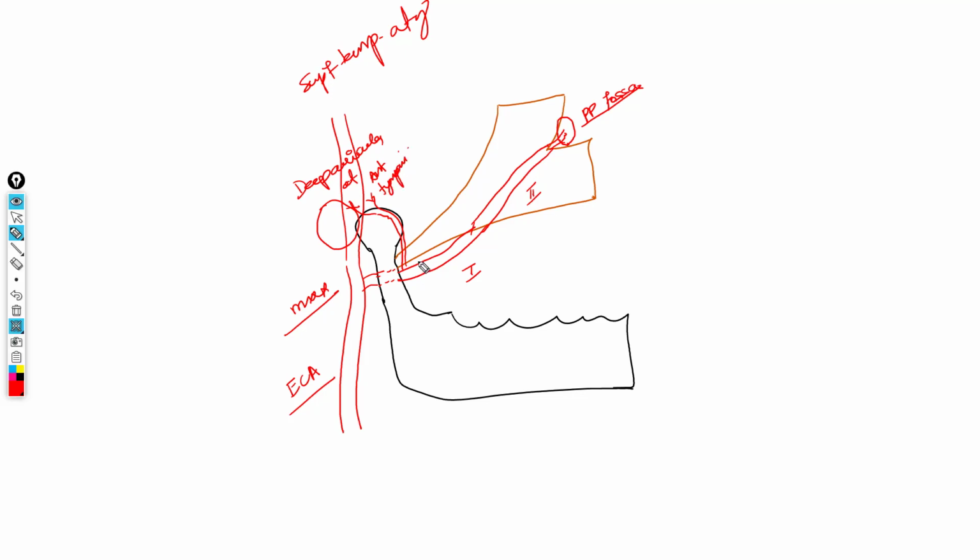Then it gives another branch that passes deep to the lateral pterygoid muscle. Then it enters through a small foramen behind the foramen ovale into the middle cranial fossa. So what is that foramen? This is a foramen spinosum. So what is the artery passing through that? This artery is nothing but the middle meningeal artery. So third branch is the middle meningeal artery.